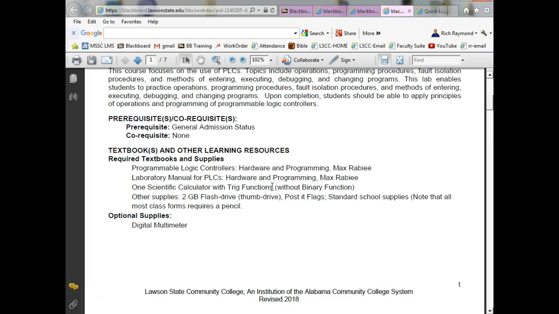Now you've gotta have a scientific calculator with trig functions. You can't have a calculator that does base computing. We're going to be learning about different numbering systems. PLCs are computers. Computers use a different numbering system than what we're used to. We use the decimal numbering system, or base 10 system. Computers use the binary numbering system. And then we pick up 2 more numbering systems that make dealing with the binary numbering system easier for us.